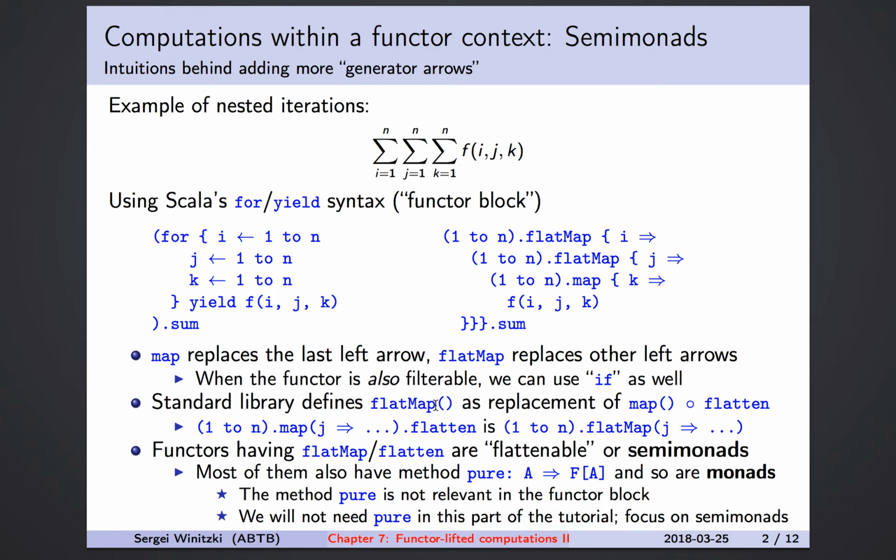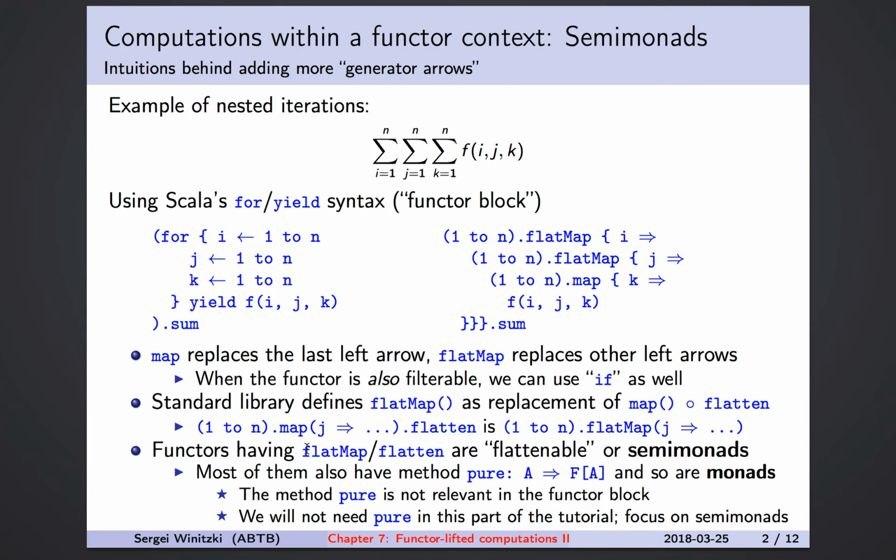It is named flatMap because it is actually equivalent to first doing a map and then doing a flatten. How would that work? Well, this code, where the function in the parentheses here takes a j and returns a list, the result of that would be a list of lists. And when you flatten that, you get a simple list. And that is the same as doing a flatMap.